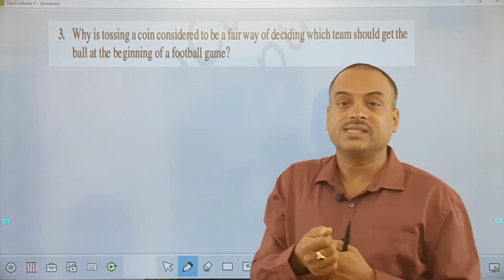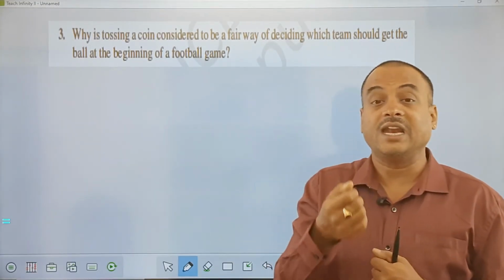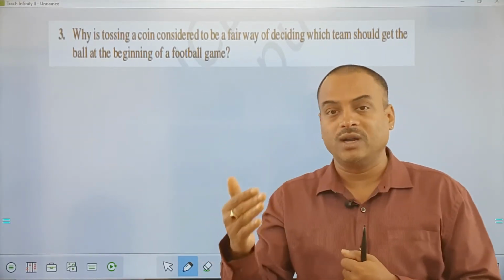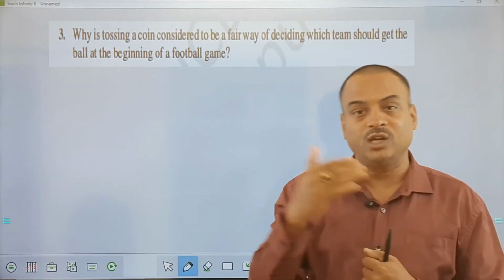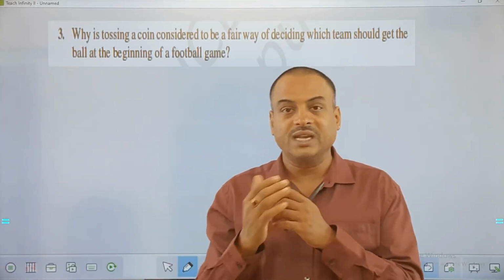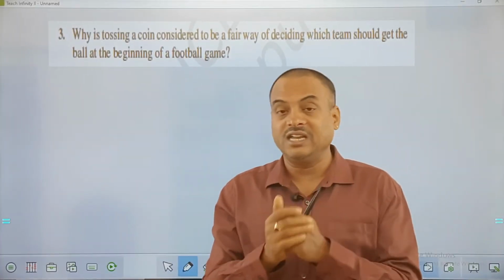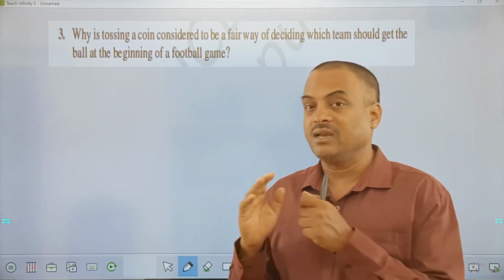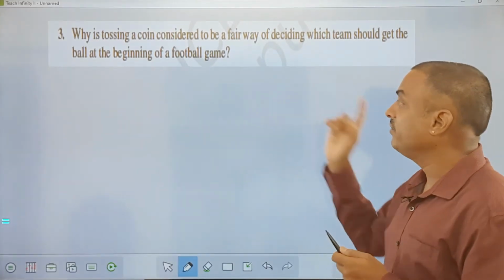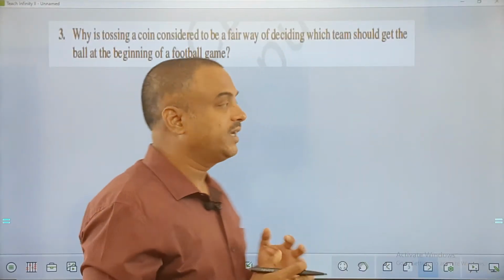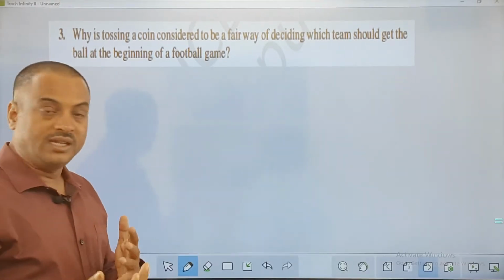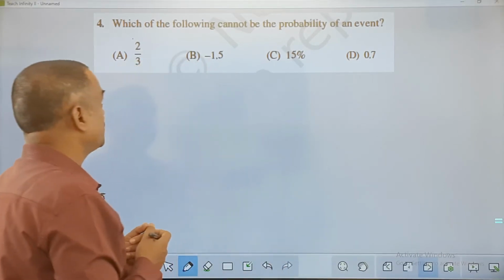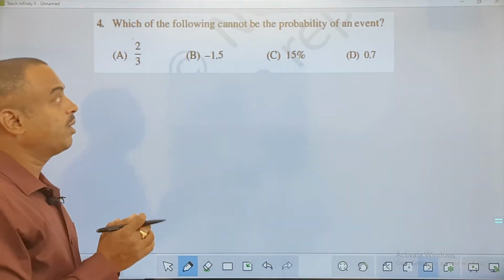Why is a coin taken here? Because the coin is an unbiased device where we can get a decision whether it is going to be head or tail, and head to be given to one team, tail to be given to another team. So we can get a fair deal. And since head and tail here are equally likely, any of the teams can win. So it is the best way to decide who will have the ball first in the football game. So this is what you need to write down in your words. Fair enough?